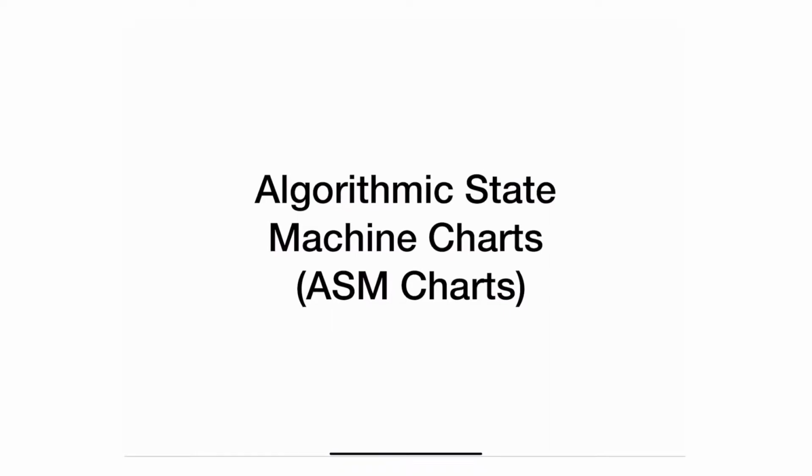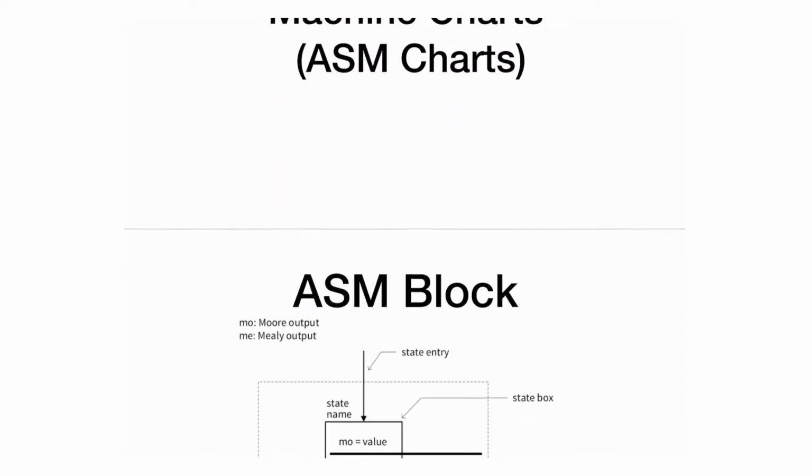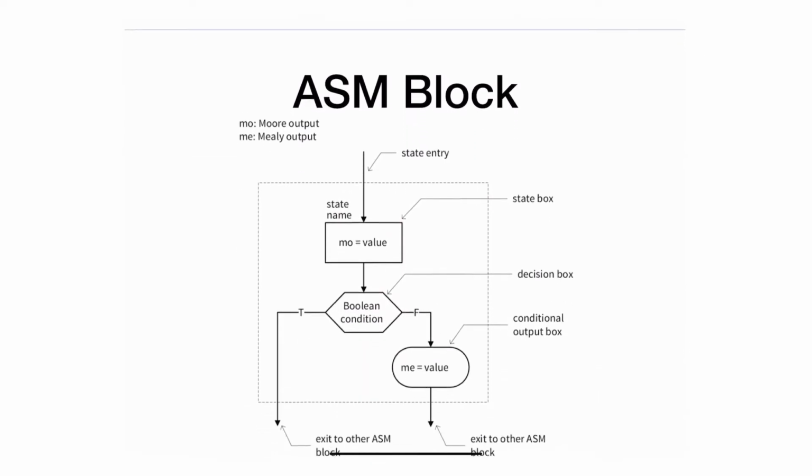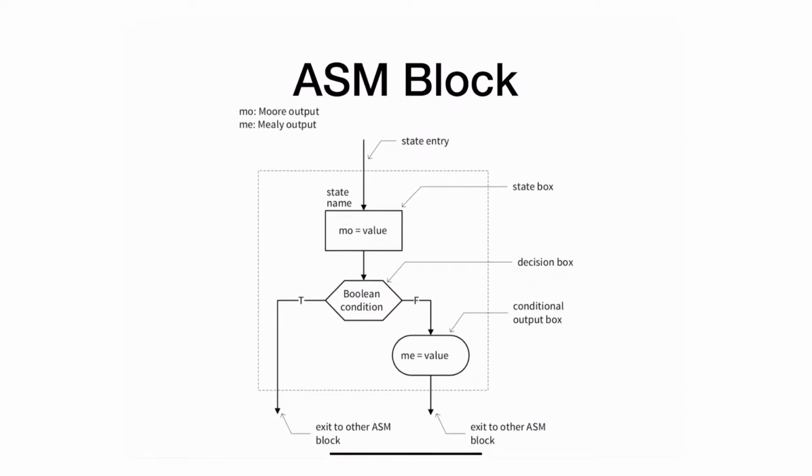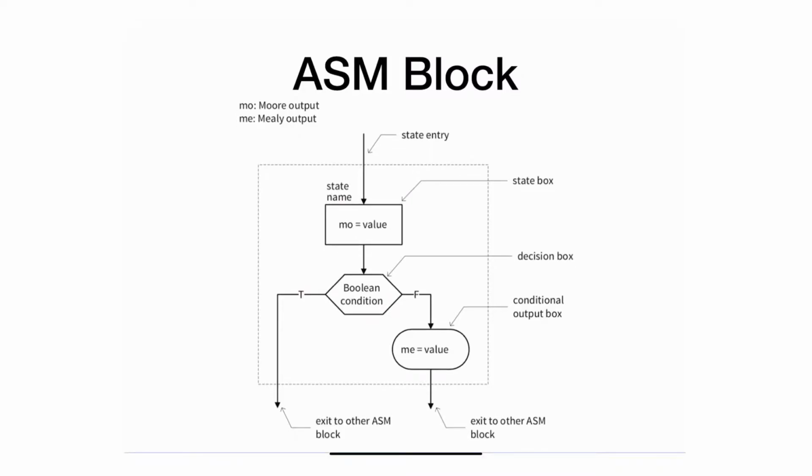So let's see the basic building blocks of ASM charts and how we can represent finite state machines using them. The basic building block of an ASM chart is what we call an ASM block. An ASM chart is constructed by connecting a bunch of these ASM blocks together to form a fully fledged flowchart.